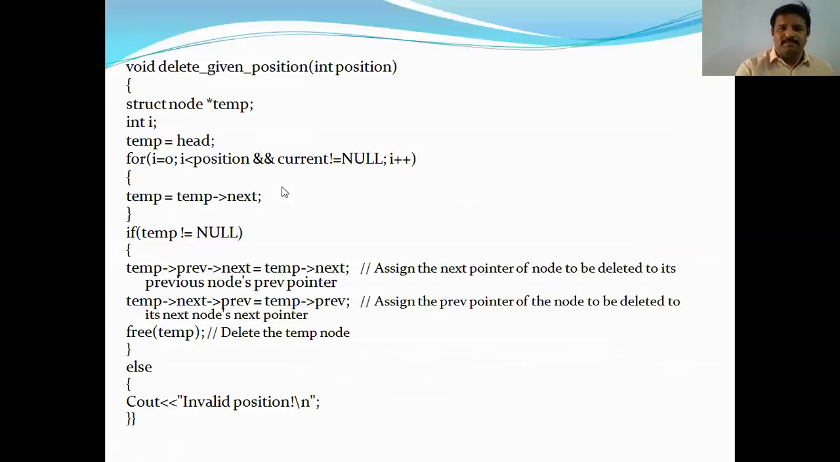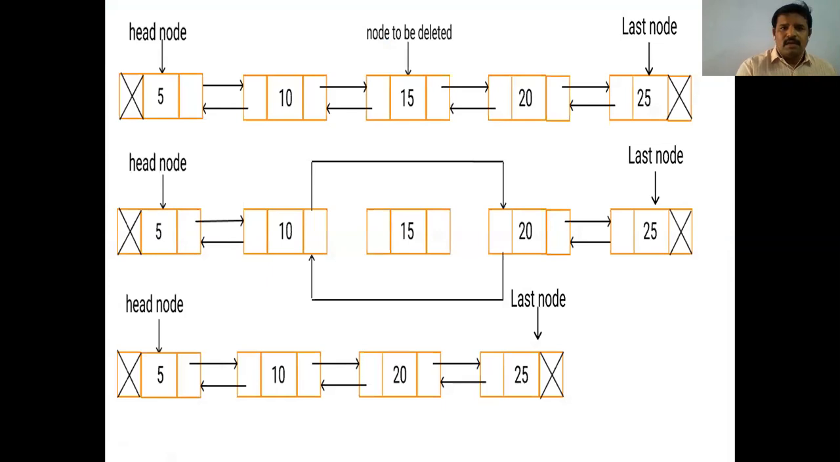Here, this diagram shows the original list, which contains 5 elements: 5, 10, 15, 20 and 25. Now we are trying to delete a specific node, that is 15. We have to delete the node 15, right?